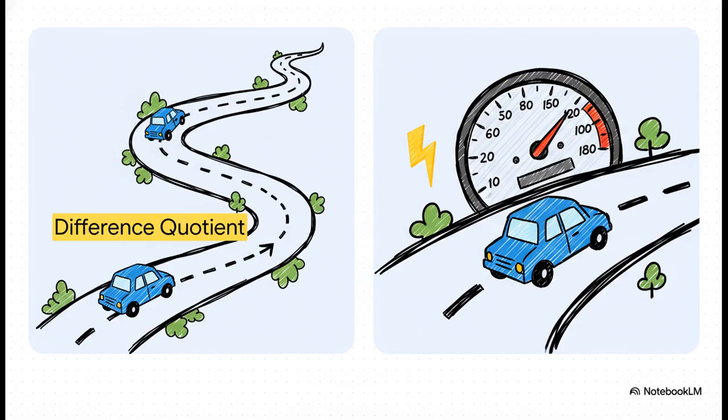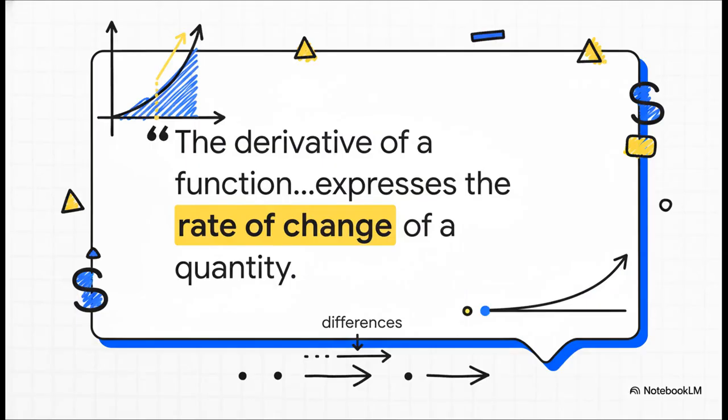It's like finding your average speed on a road trip. You take the total distance and divide by the total time. It gives you the average change. But calculus? Oh, calculus is way more ambitious. It doesn't want the average speed. It wants to know your speed at the exact instant you glance down at your speedometer. That's the derivative. So that's what the derivative is all about. It expresses that instantaneous rate of change. The big question, though, is how on earth do you measure something at a single frozen instant in time?